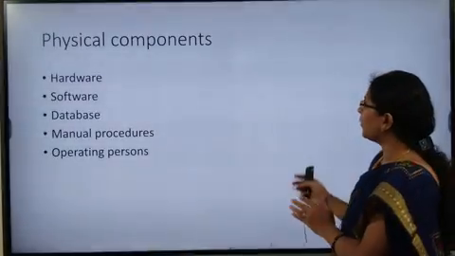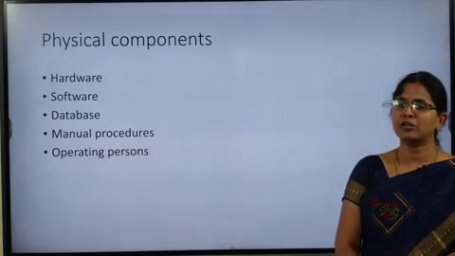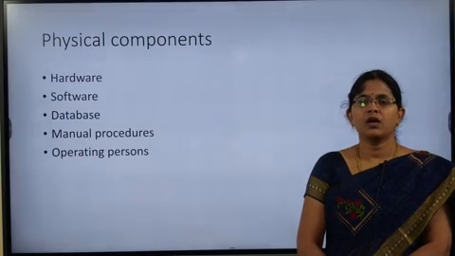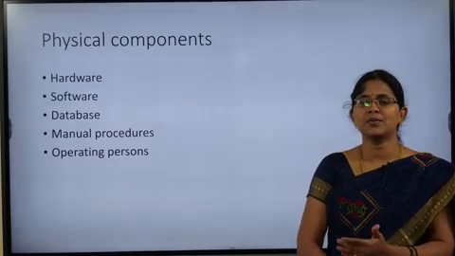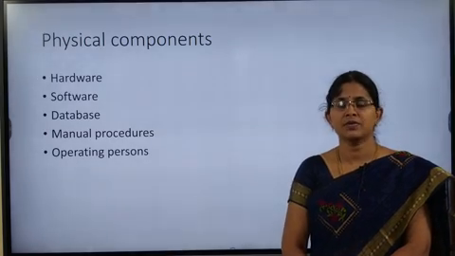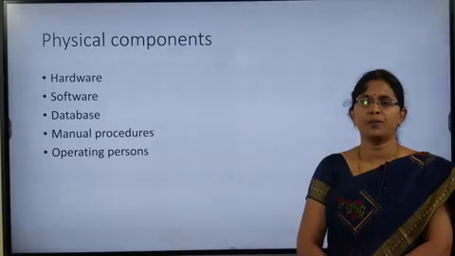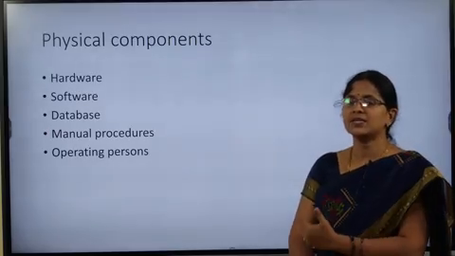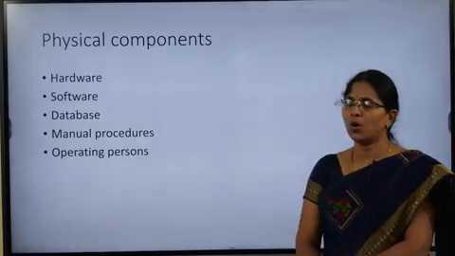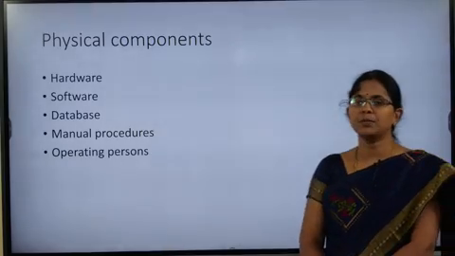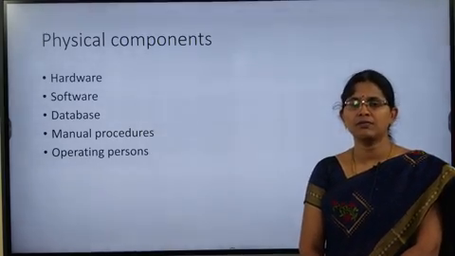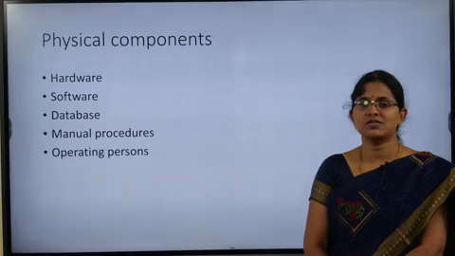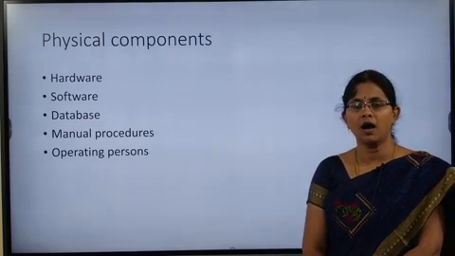The physical components are nothing but the components of management information systems. As we discussed in the previous video, about the components of management information system, there we discussed 5 components: hardware, software, database, manual procedures, and operating persons. Hardware is nothing but the devices or components you are using in the information system, like servers, workstations, networking equipment. All those come under the hardware part.